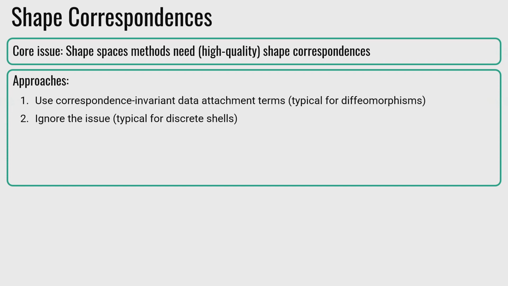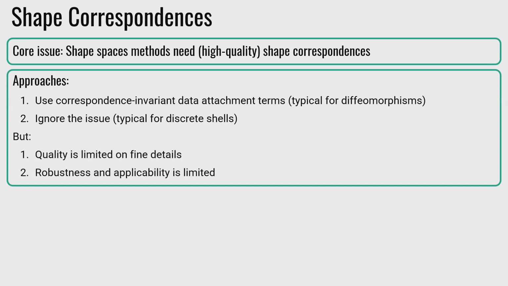The first one is what I told you about, this forward time discretization. You use a data attachment term that basically takes care of this somehow. So you have a difference between two shapes that is invariant to these kinds of correspondence problems, and this is typical for the diffeomorphism world because they just warp the shapes onto each other and you can directly compare them. Or you can do what we did in the last years, which is just ignore it. For discrete shells, you say I have a fixed triangle mesh and I only care about realizations of this fixed triangle mesh. Then I can just look at the difference between vertex positions and I'm fine.